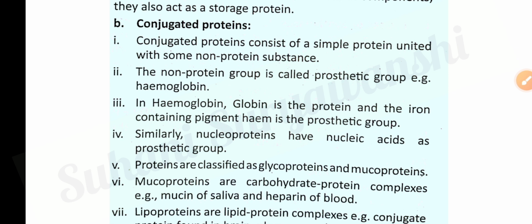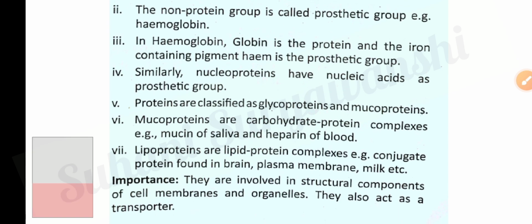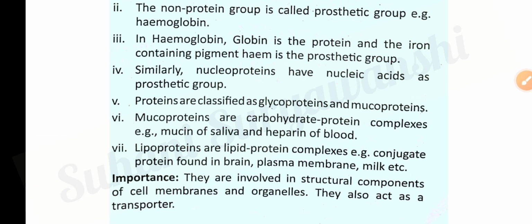B. Conjugated proteins. Conjugated proteins consist of a simple protein united with some non-protein substances. The non-protein group is called prosthetic group, for example hemoglobin. In hemoglobin, globin is the protein and the iron-containing pigment heme is the prosthetic group. Similarly, nucleoproteins have nucleic acids as prosthetic group. Proteins are also classified as glycoproteins and mucoproteins.